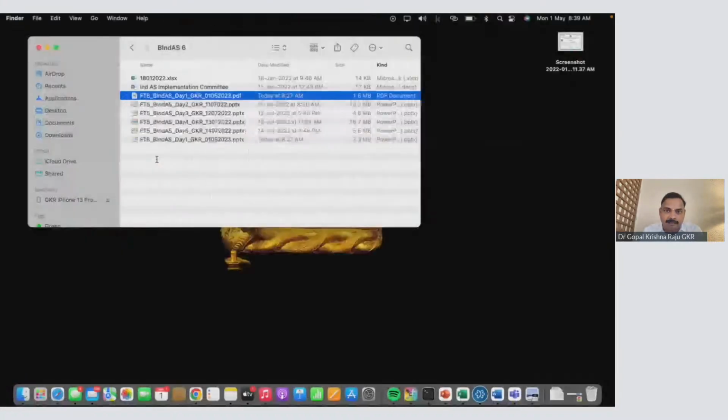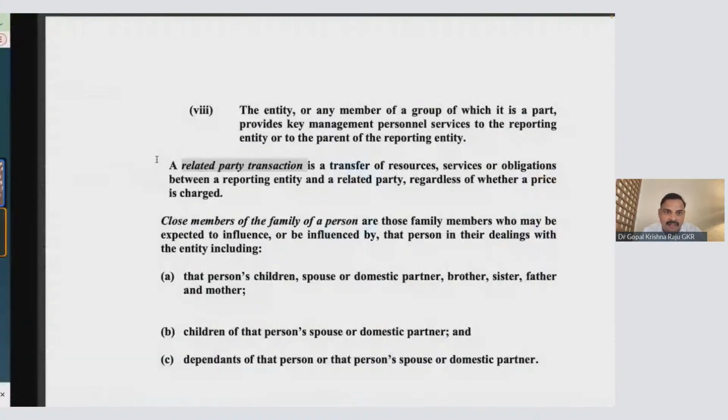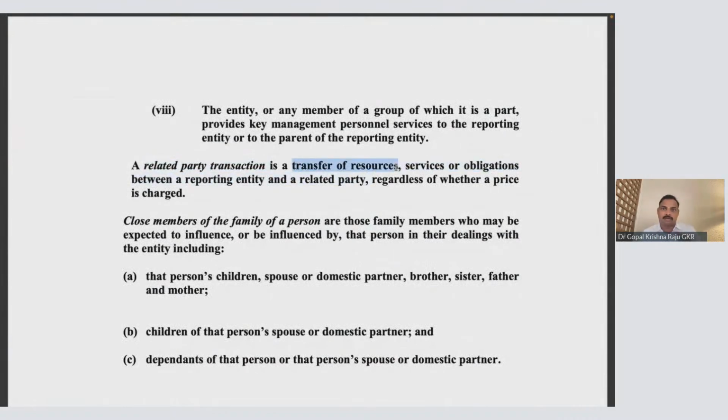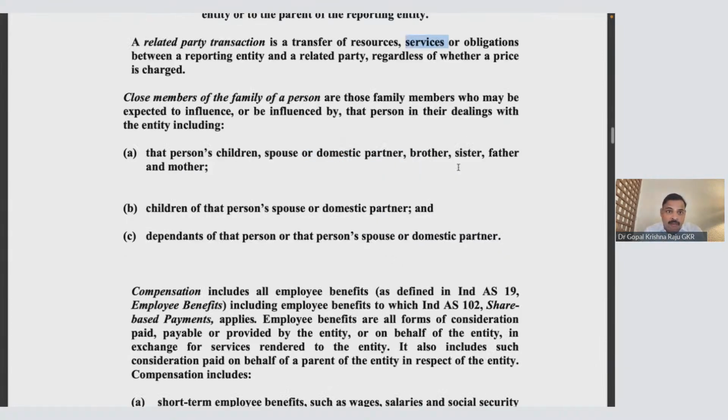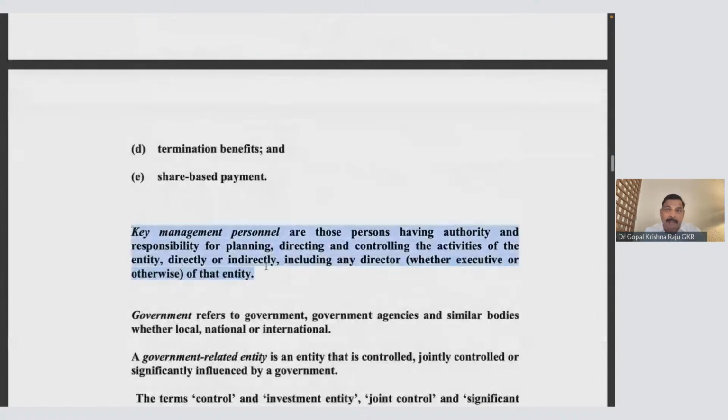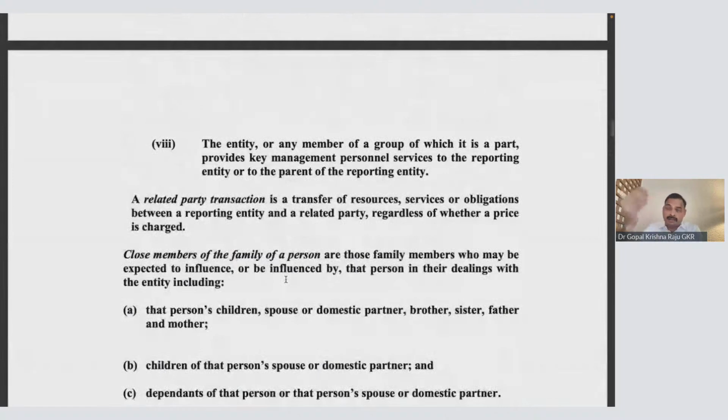So now let me take you to this question. A related party transaction, where is it? Where is the transaction definition? It is a transfer of resources. It can be, for example, a transfer of stock from one entity to another entity, or a transfer of services. For example, with employee benefits, key managerial personnel, one managing director, one director will be serving the other company. Obligations between a reporting entity and a related party. So related party is defined above, related party transaction is given here. Regardless of whether a price is charged, this is the most important phrase. Regardless of whether a price is charged. What do you mean by that?